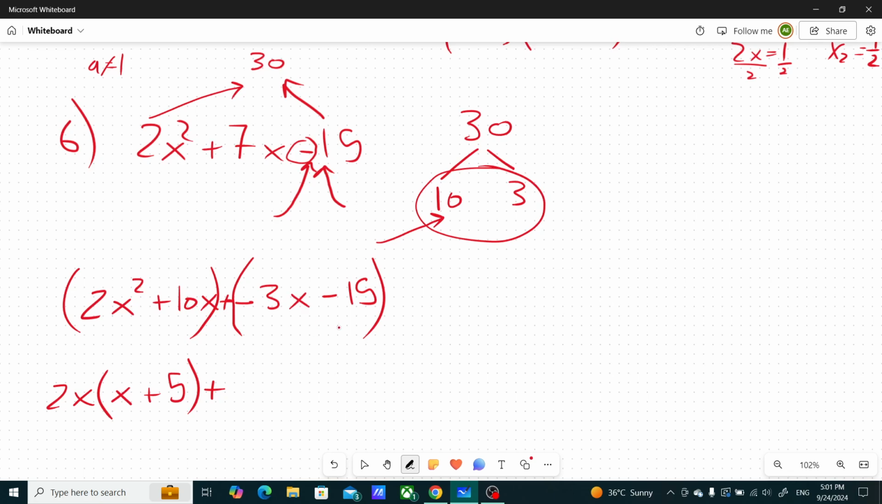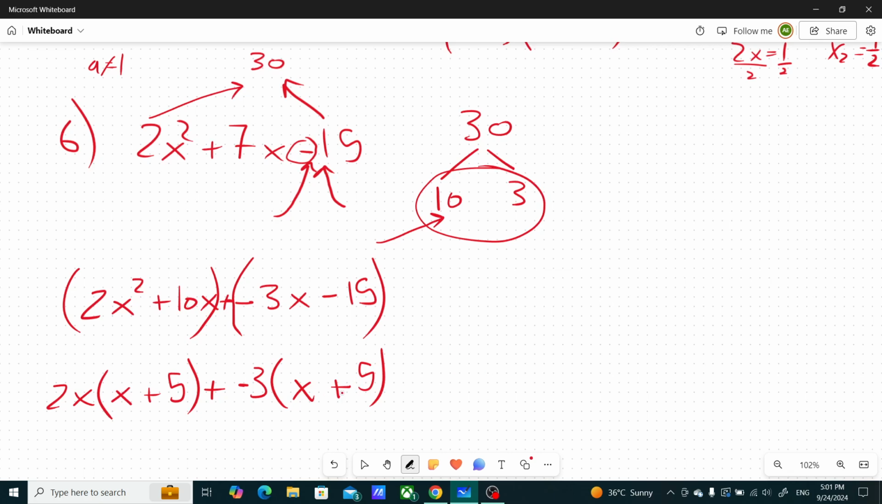And then the second bracket, I can take a minus 3 out. So basically dividing everything by minus 3. So minus 3x divide minus 3 is basically x, and minus 15 divide minus 3 is basically plus 5. Again, since this is factorizable, we will find that this bracket and this bracket are the same.